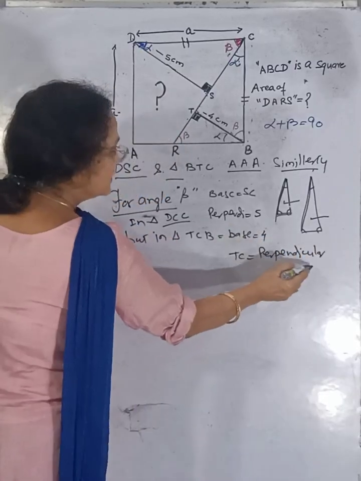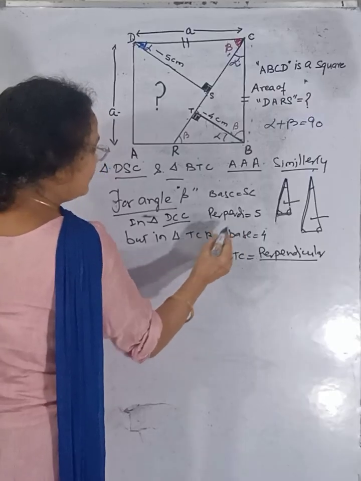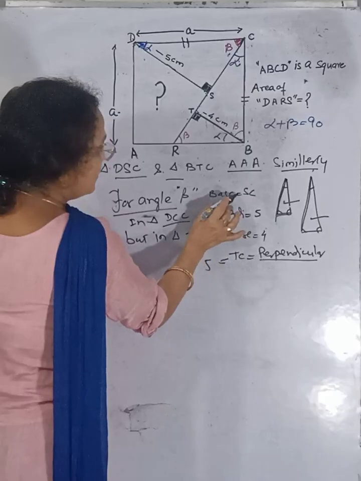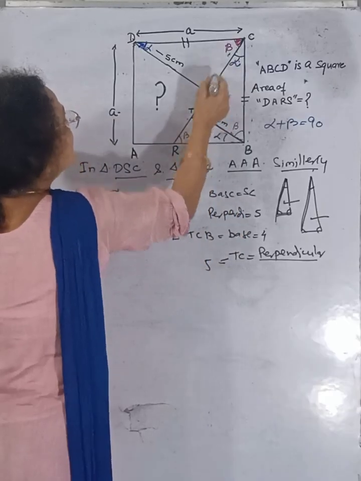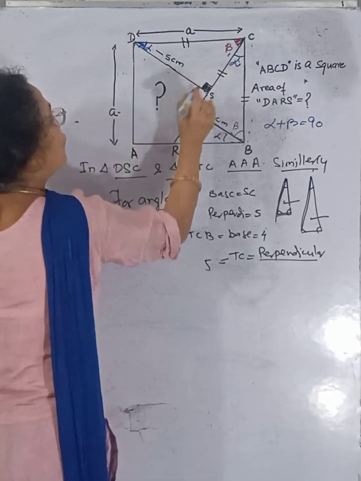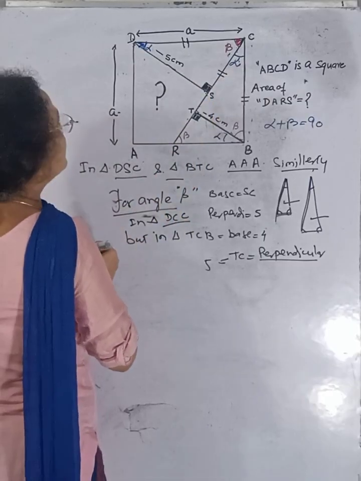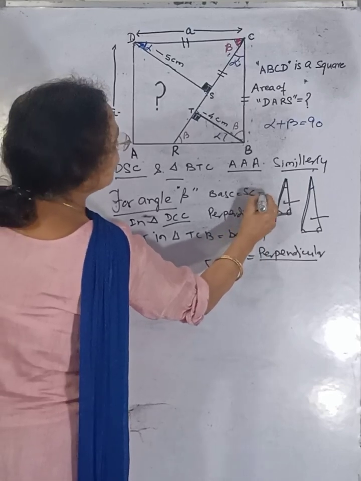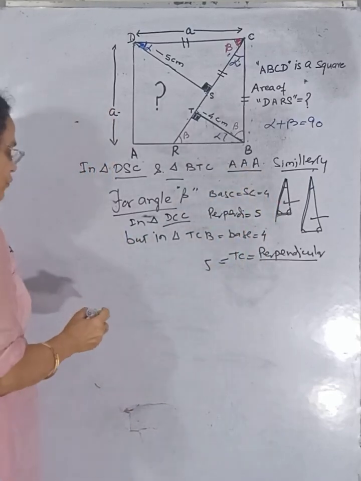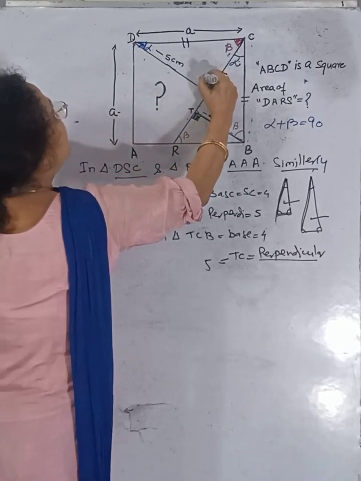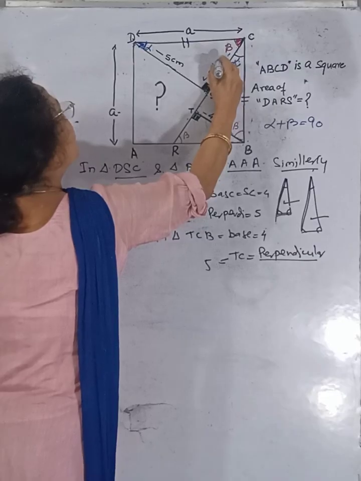It means this perpendicular will be equal to 5, and the base of this triangle is 4. That means this base will be equal to 4. SC will be the base, equal to 4. This is to be noted. SC will be equal to 4.